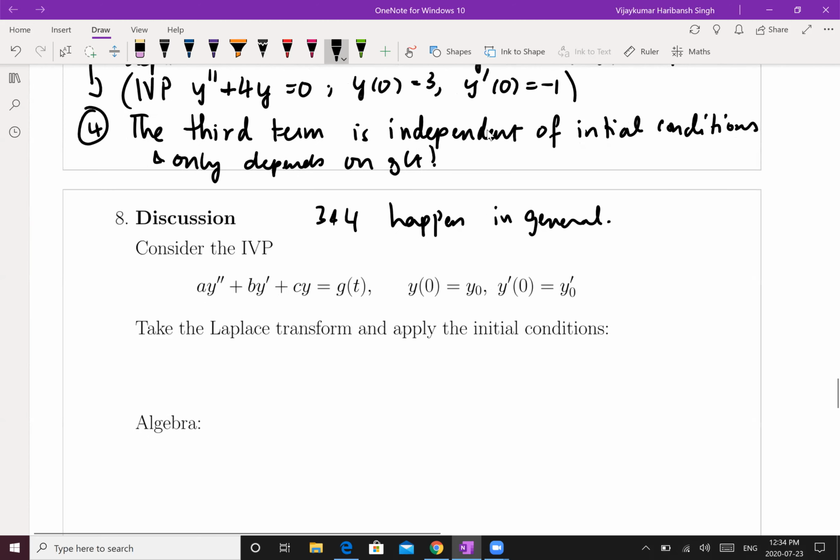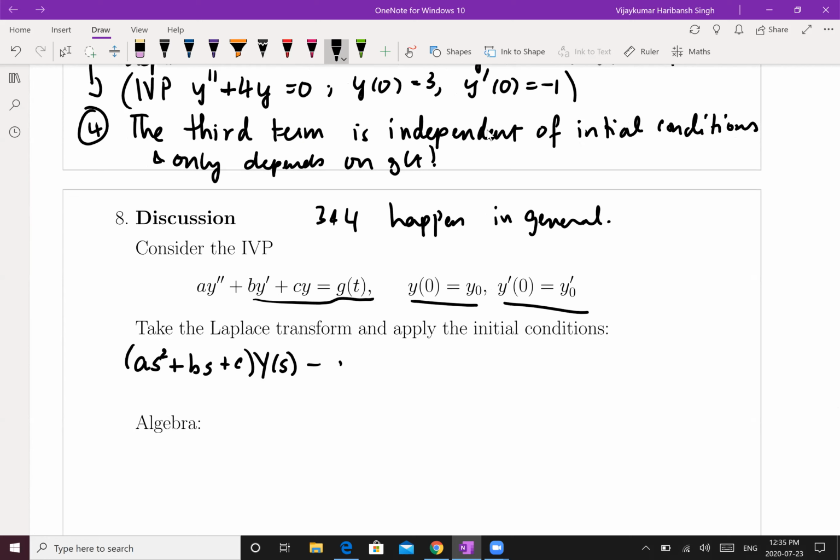So what is the idea? The idea is the following. Consider the following initial value problem: a y double prime plus b y prime plus c y equals g of t, with y of 0 equals y naught and y prime of 0 equals y naught prime. Now we take the Laplace transform on both sides. So you'll see that (a s squared plus b s plus c) Y of s plus (a s plus b) y naught plus a y naught prime equals G of s.